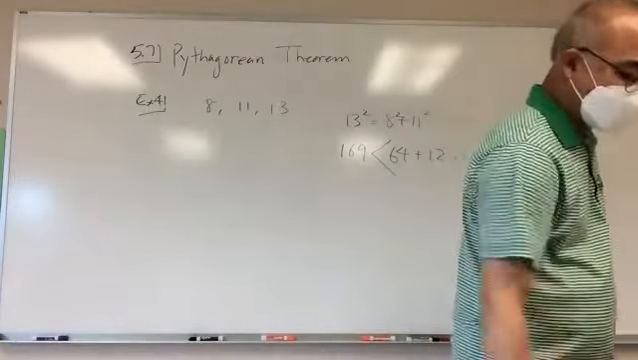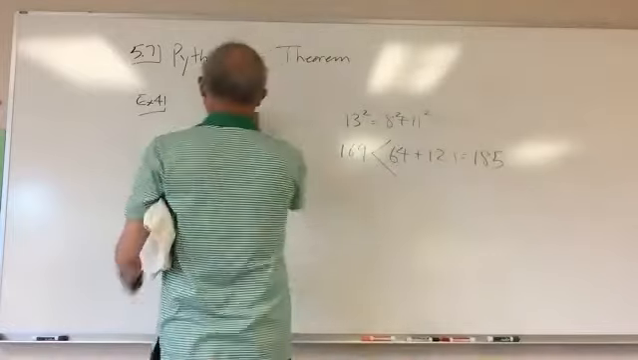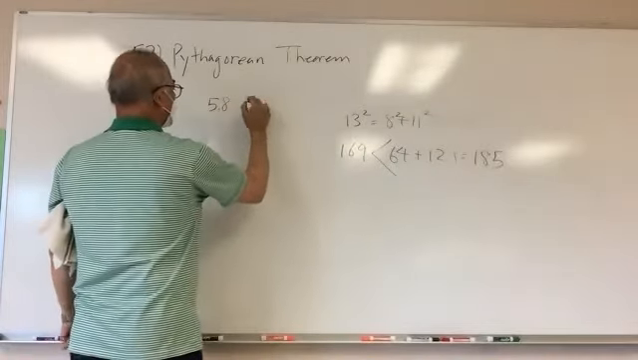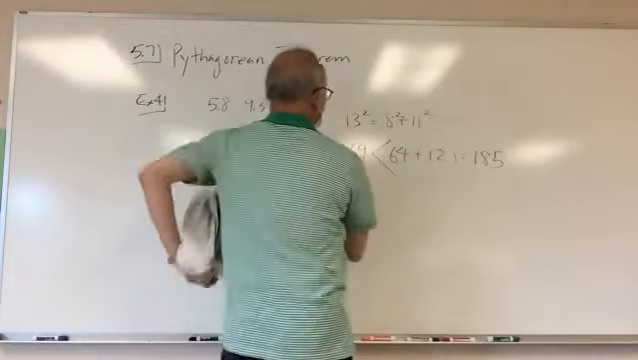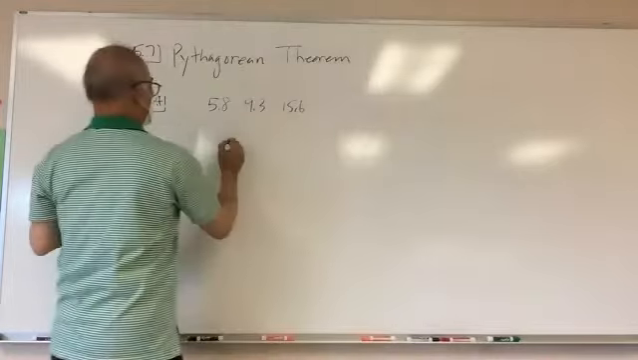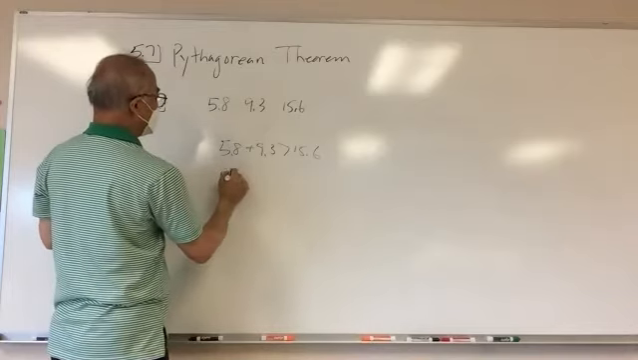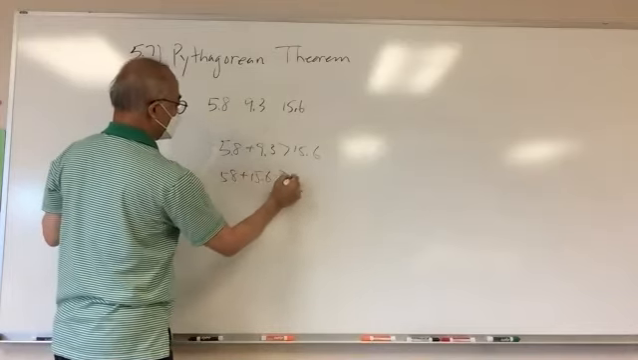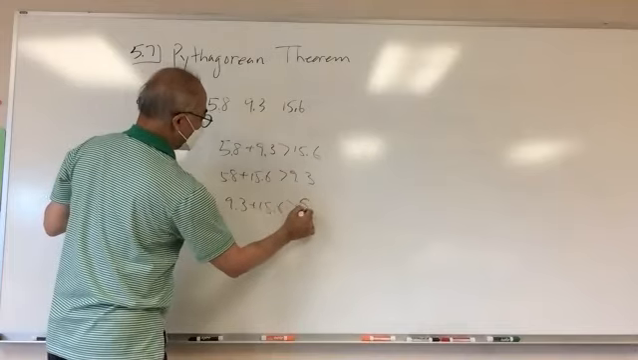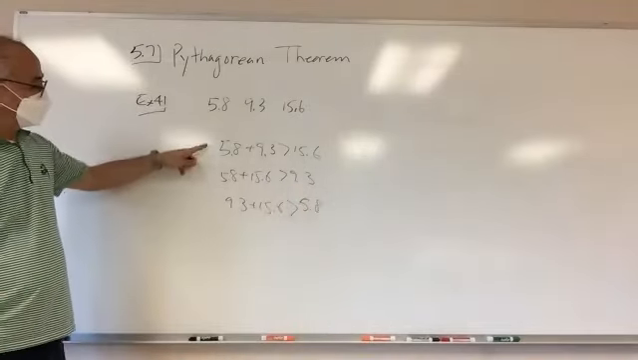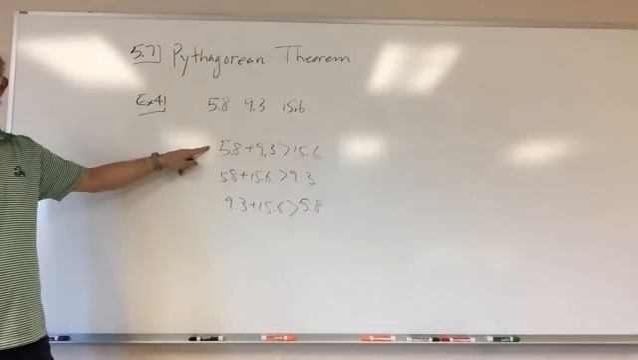And B is 5.8, 9.3, and 15.6. So 5.8 plus 9.3, 15.6. 5.8 plus 15.6, 9.3. 9.3 plus 15.6, 5.8. Oh, this is what? This is 15.1, right?